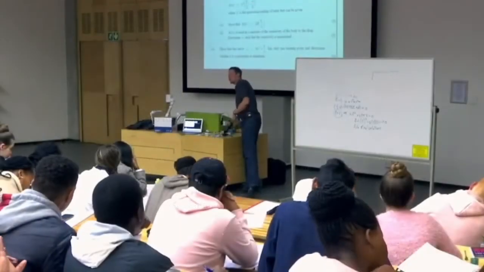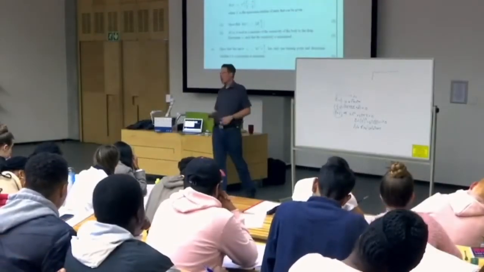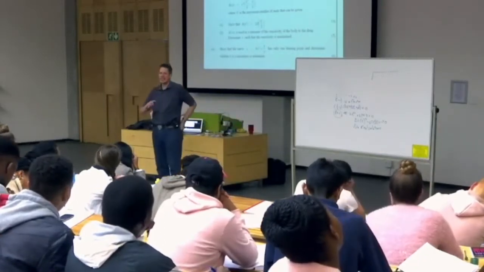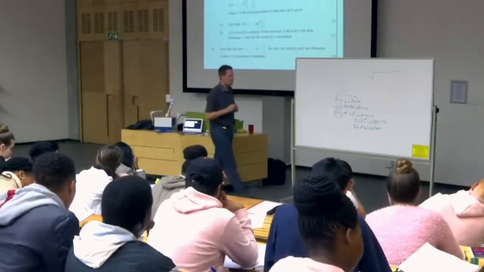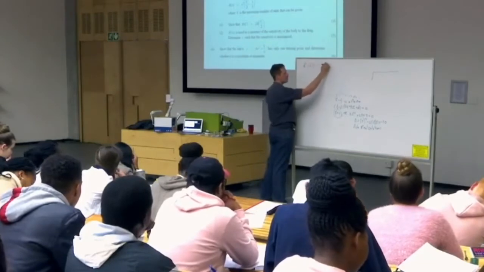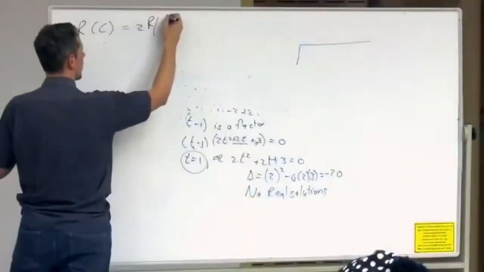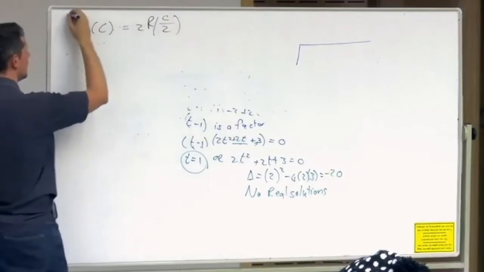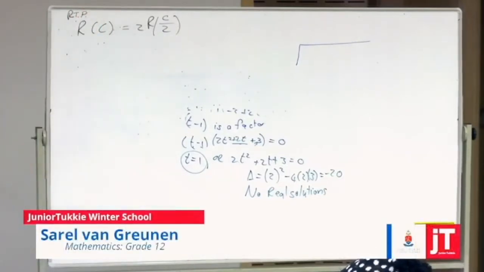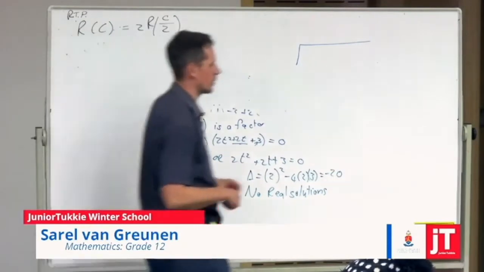When I look at a question like this one, I know it completely and utterly freaks you guys out. If I ask you to prove R of C equals 2 times R of C over 2, this is what I want to prove, RTP. You guys know that maybe from Euclidean geometry. Now, ladies and gents, here comes the thing.